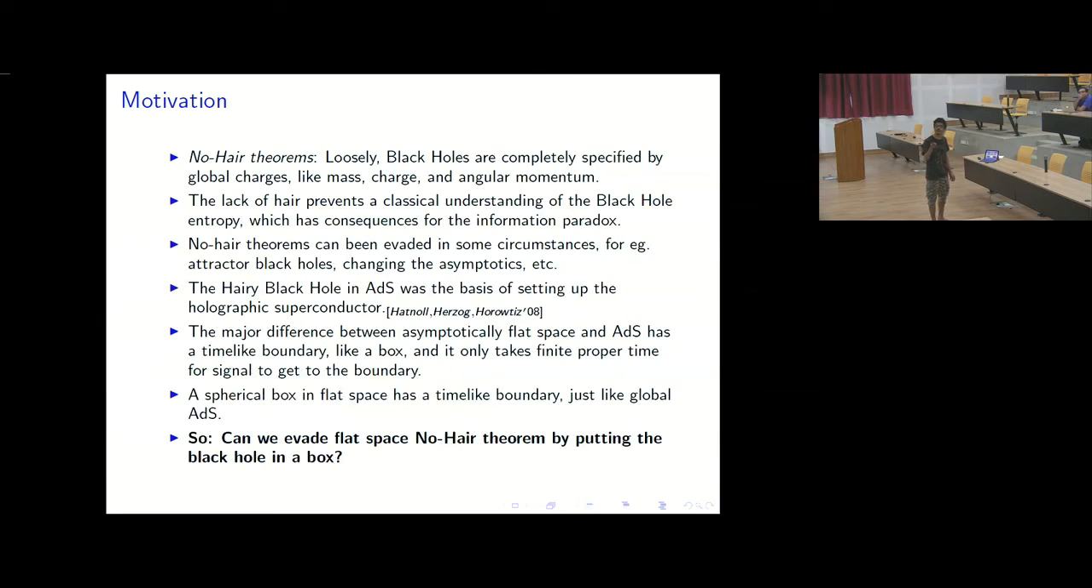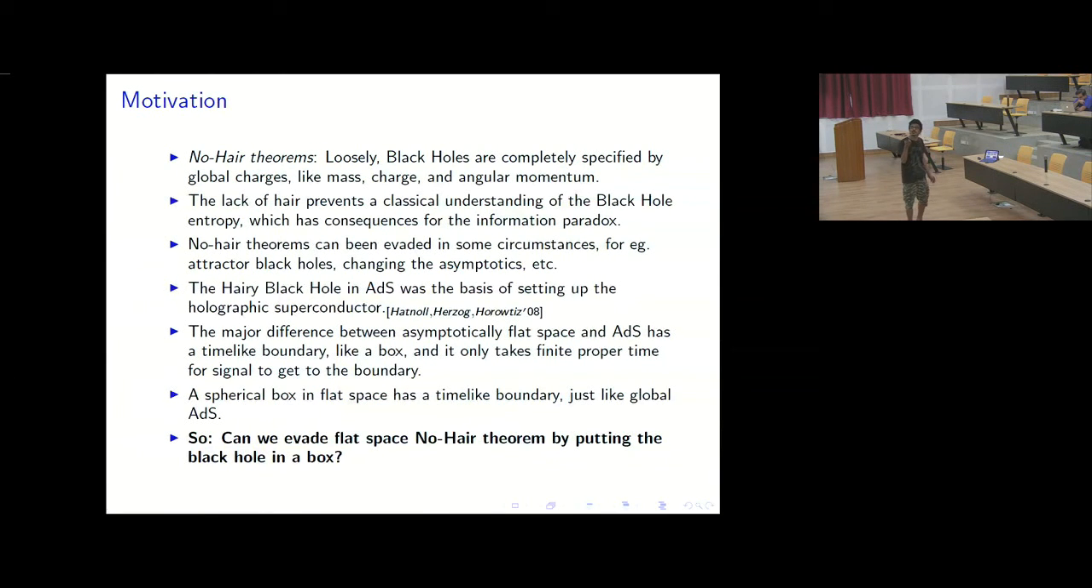Some of these are like attractor black holes, and we can change the asymptotics, etc. Another place where hairy black holes were constructed was in AdS space, by Hartnoll-Herzog-Horowitz in 2008, which was the basis on which they set up the holographic superconductor. So what is so different about flat space? What is so similar about a flat space box and AdS?